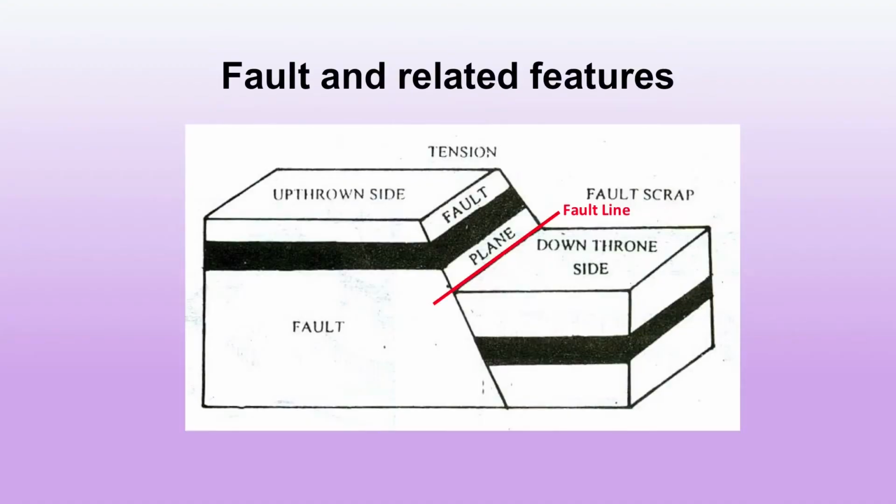As you can see in the diagram, the red line which is marked is the fault line along which displacement occurs. The upper portion is the upthrown side, which is thrown upwards, and the second one is the downthrown side, which goes down. There is a fault line and a fault plane, and this is an example of a fault and different related features of a fault.